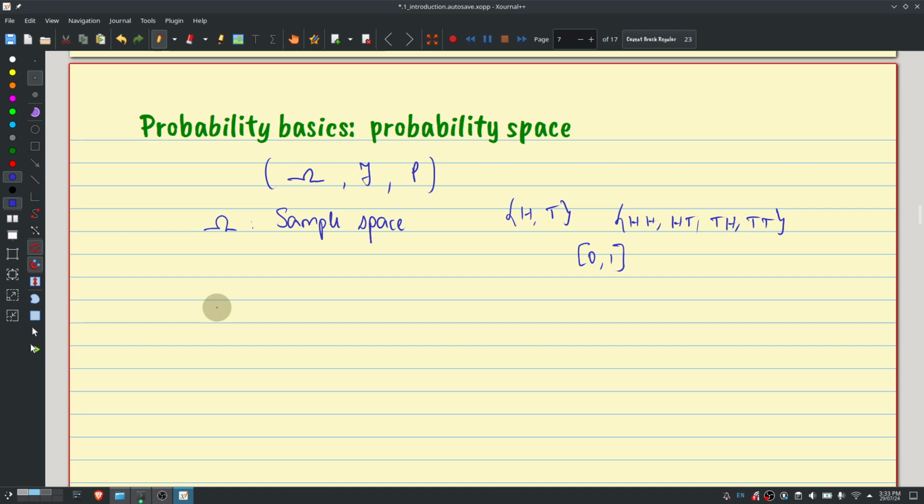Okay, what is F? It's the set of events. Let's call this the event space. It is a collection of subsets of omega. Is it allowed to be any collection of subsets? What properties does it have to satisfy?